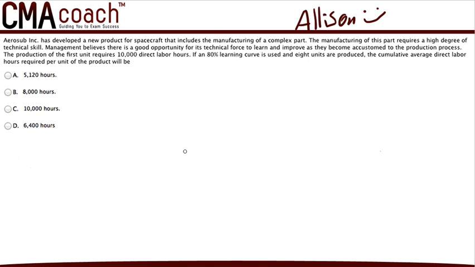Okay, all right. So Aerosub Inc. has developed a new product for a spacecraft that includes the manufacturing of a complex part. The manufacturing of this part requires a high degree of technical skill. So management believes there is a good opportunity for its technical force to learn and improve as they become accustomed to the production process. The production of the first unit requires 10,000 direct labor hours. So if an 80% learning curve is used and 8 units are produced, the cumulative average direct labor hours required per unit of the product will be.